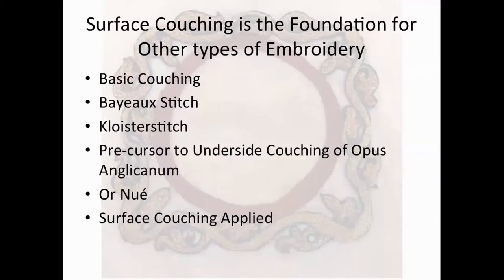Surface couching is the foundation for various other types of embroidery. In this class, we'll briefly cover the following: basic couching, which is what we'll be learning today. Other examples of couching stitches that this is a foundation for, including Bayeaux Stitch, Kloisterstitch, a little bit of Opus Anglicanum, of course, because this is my class, or Nuet, and for many of these we'll have an example of applied couching.